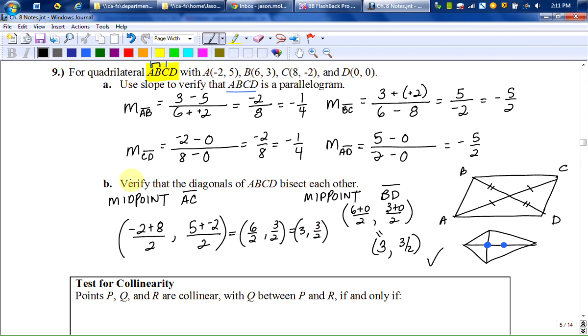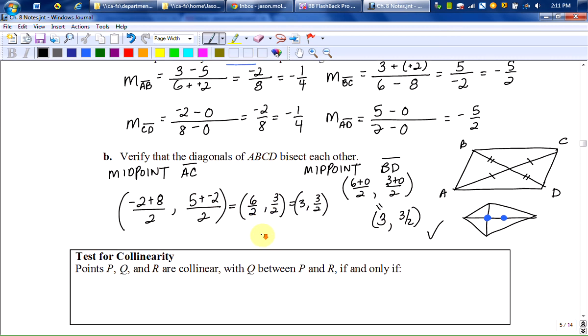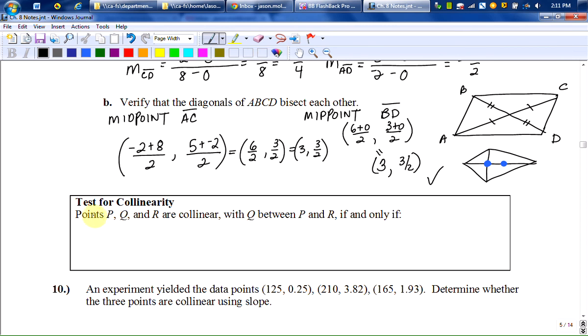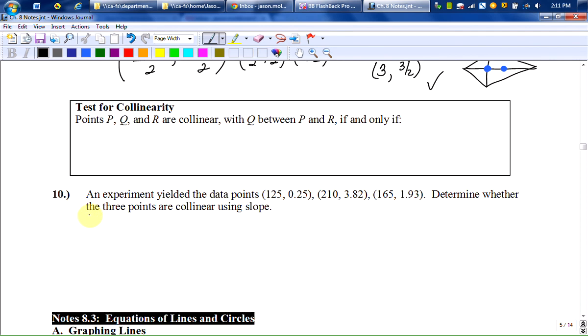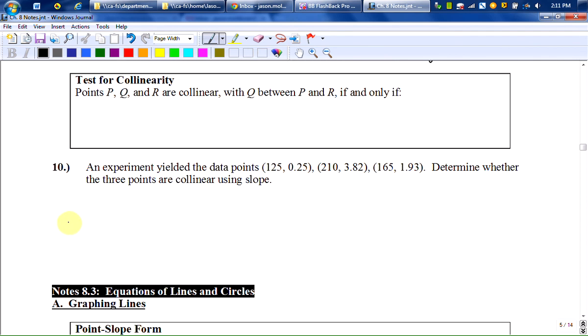In a lot of ways, this is sort of like a trig identity. You know what's going to happen. And all this work justifies it. It's basically a proof without reasons. The last thing that we're going to go down and look at is another test for collinearity.